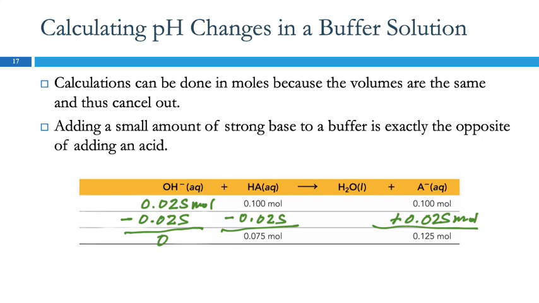Can we always assume that the creation of water when the neutralization happens is negligible? Yes. The molarity of water is 55 moles per liter. So if you're making 0.1 moles, that's not really going to change anything. It's a good question.